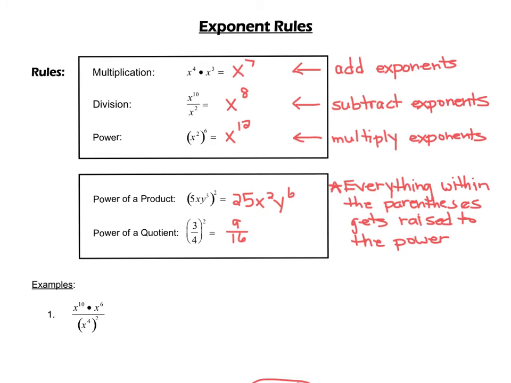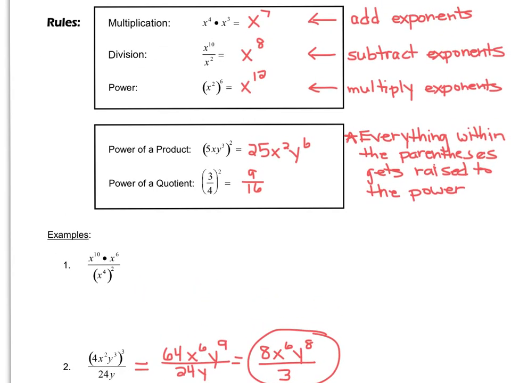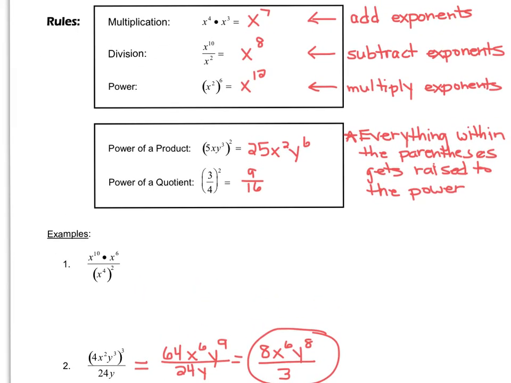All right, so let's take a look at number 1. I'm just going to go through it step by step. The first thing I'm going to do is, with these two terms on top, x to the 10th times x to the 6th. We know when we're multiplying two terms with the same base, we add the exponents. So that's going to give me x to the 16th.